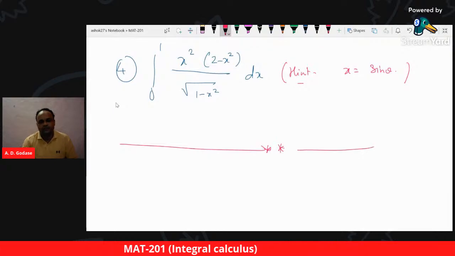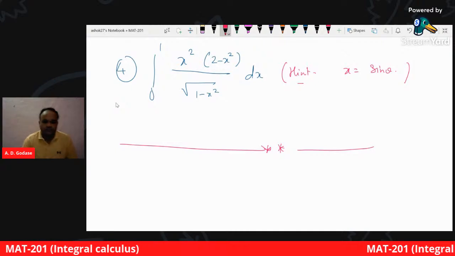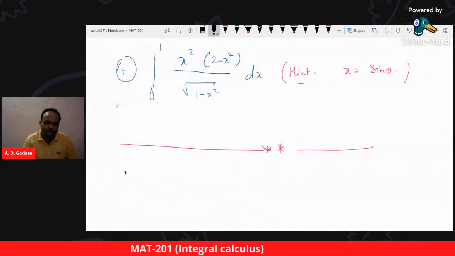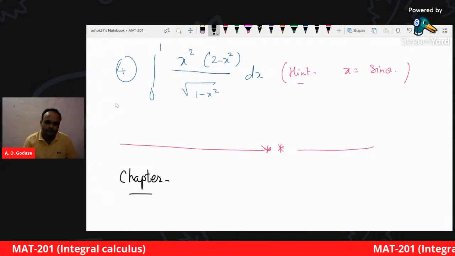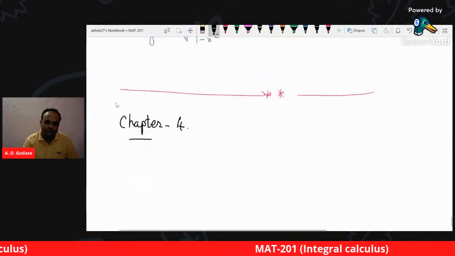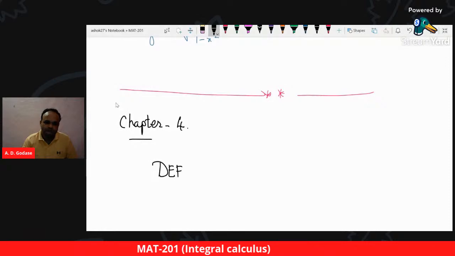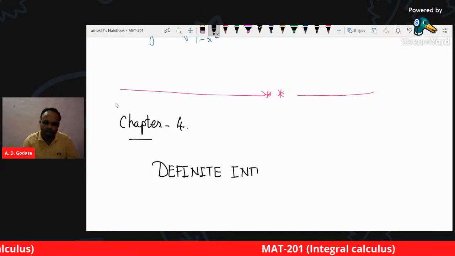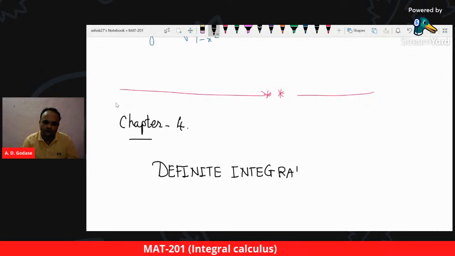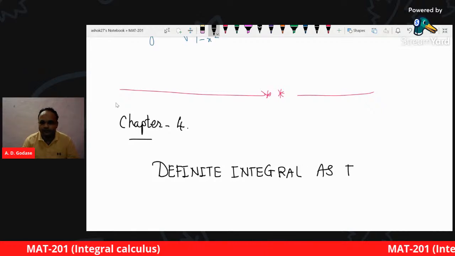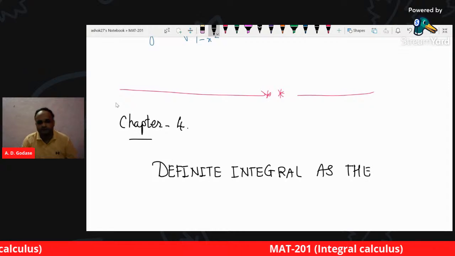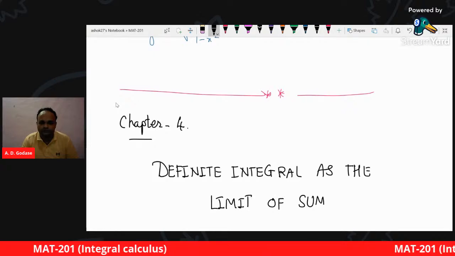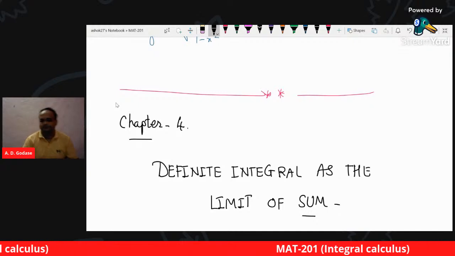In the next lecture we'll start the next chapter, that is chapter number 4, the definite integral as the limit of a sum. So we'll stop here.